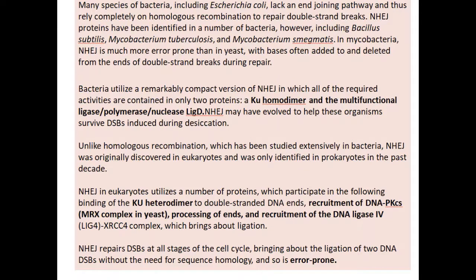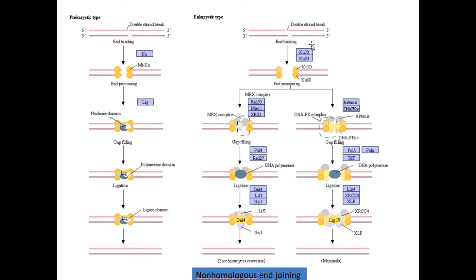Now, coming to the eukaryotes, they utilize a number of proteins which participate in the following: binding of the Ku heterodimer to the double-stranded DNA ends, and the recruitment of DNA protein kinases. This is referred to as the MRX complex in the case of yeast. Next, there is the processing of ends, and the recruitment of the DNA ligase 4, XRCC4 complex, which brings about the ligation. You can see that in the coming figure. You have a heterodimer of Ku protein which is binding here.